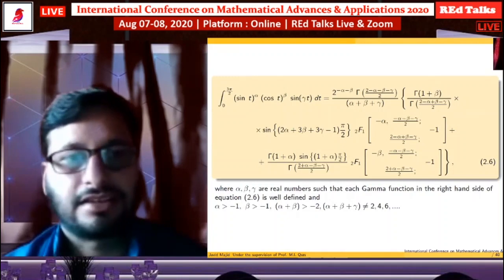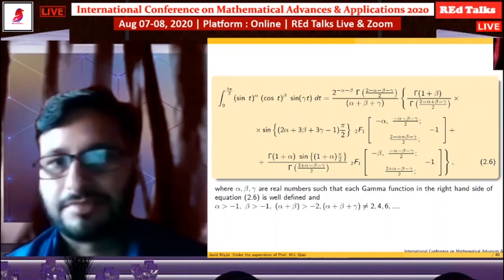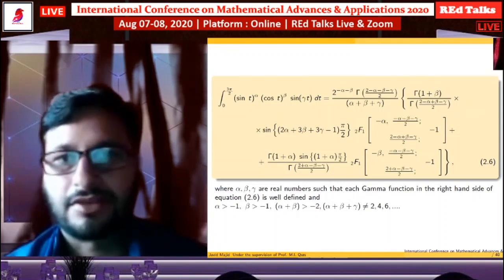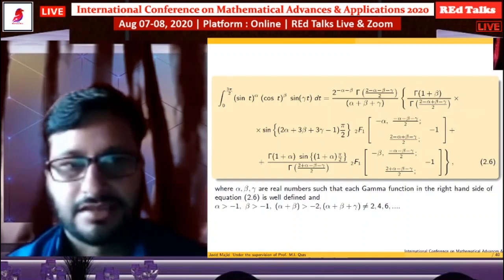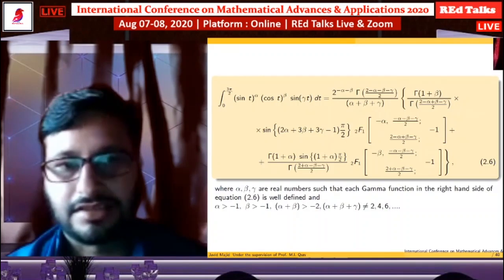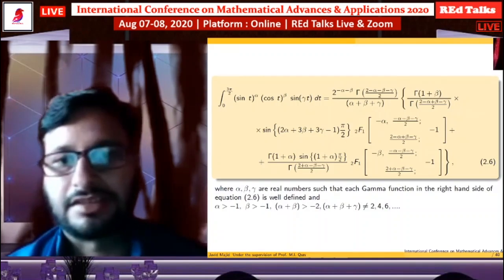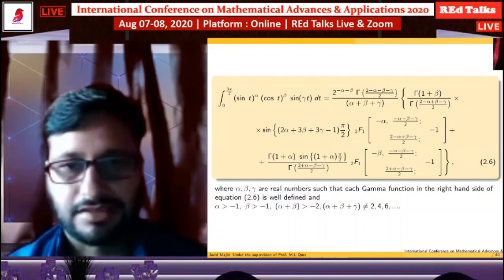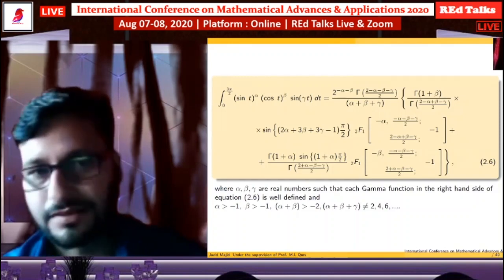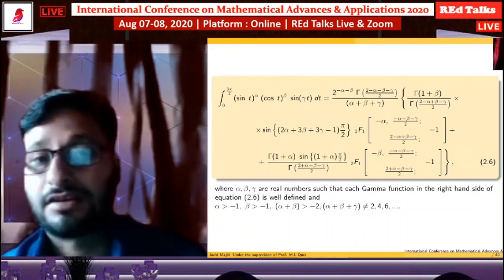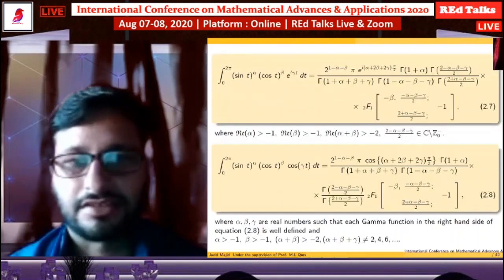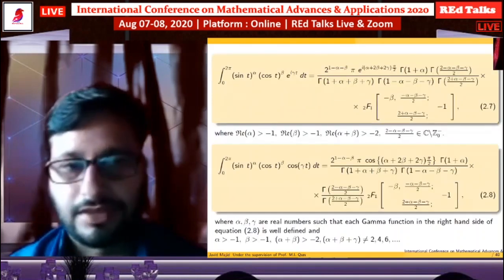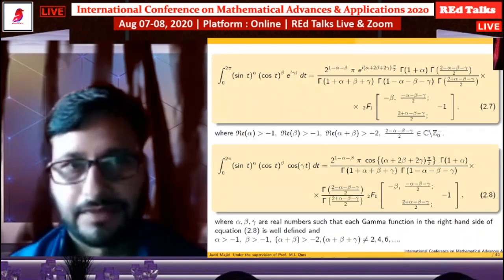One more integral from 0 to 3 pi by 2 of sin t raised to the power alpha, cos t raised to the power beta, sin of gamma t dt, is given by 2.6, where for convergence alpha is greater than minus 1, beta is greater than minus 1, alpha plus beta is greater than minus 2, and alpha plus beta plus gamma is not equal to 2, 4, 6, where alpha, beta, and gamma are all real numbers such that each gamma function on the right hand side of the equations above and 2.6 is well defined.